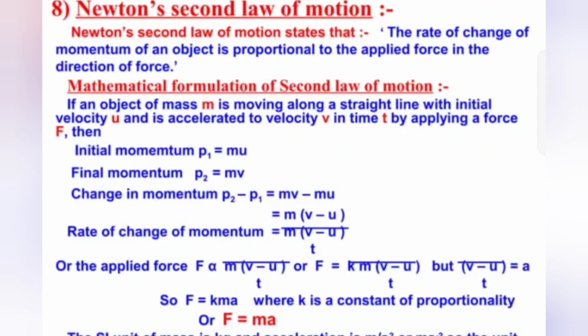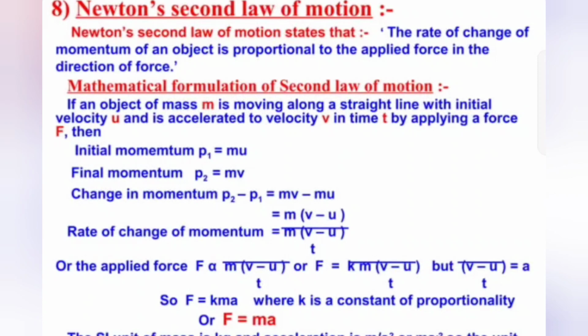Final position minus initial position. Final momentum minus initial momentum. Now the rate of change of momentum with respect to time, t, is directly proportional to the applied force, F. So as you can see here, initial momentum is p1, that is mu, and final is mv. So mv minus mu, divided by t, is proportional to F. (v minus u) by t is what? It is acceleration. So ma is directly proportional to F.